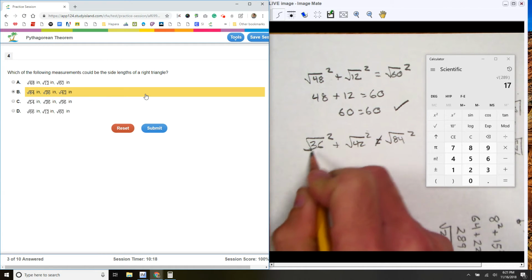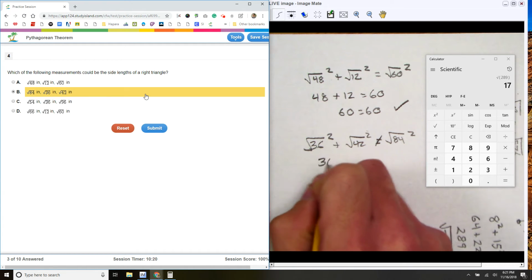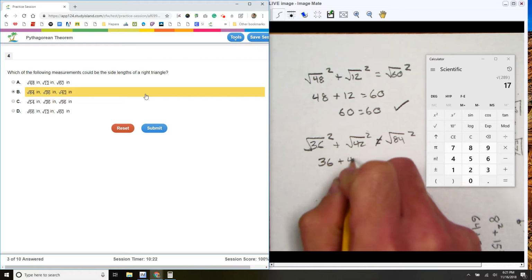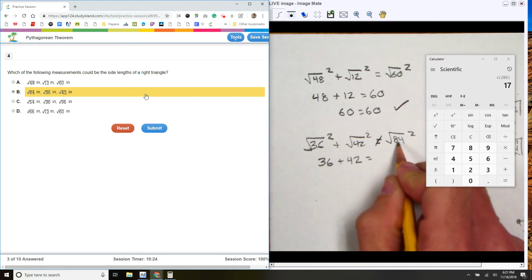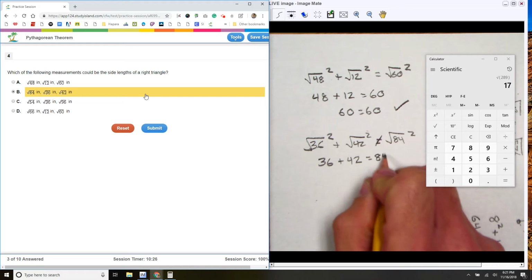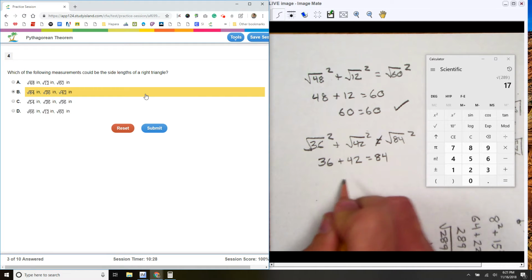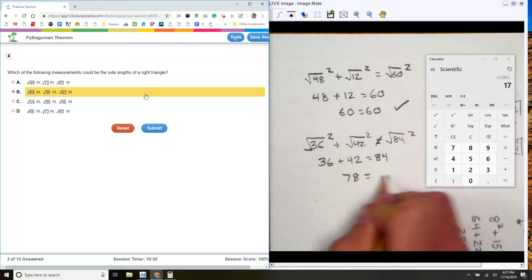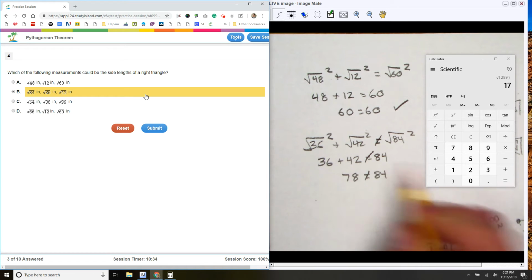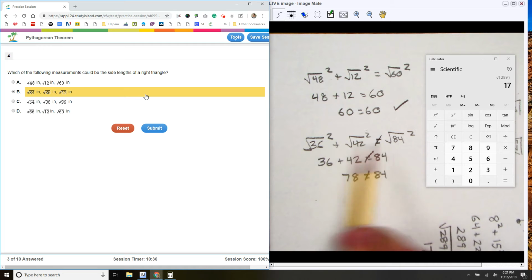They don't actually equal each other. The square root of 36 squared is 36. The square root of 42 squared is 42. And is that equal to the square root of 84 squared, which is 84? What's 36 plus 42? That's 78. Is 78 equal to 84? No, those are not equal. So these three lengths of triangle sides would not make a right triangle.